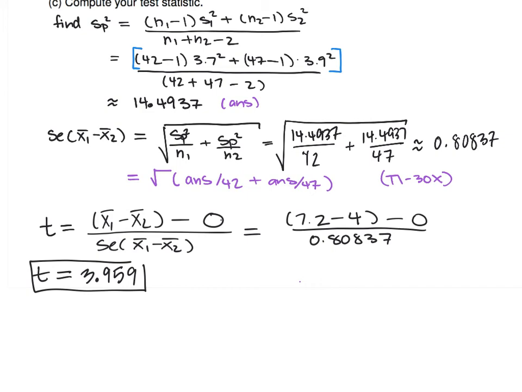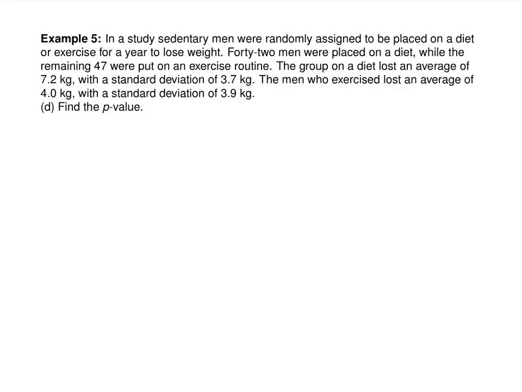You can also use that whole answer feature again when doing this. All right, next find the p-value. So in our case, the degrees of freedom is 42 plus 47 minus 2, which is 87. P is 2 times, because of two-tailed, the probability our t statistic is bigger than or equal to, more extreme than, what we found. We'll say 3.959.